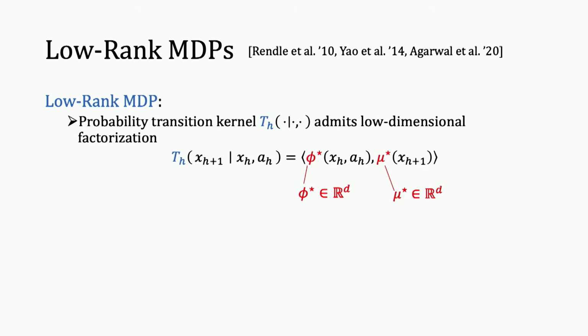So this is an inner product in d dimensions, and somehow we would like to leverage the fact that even though there is a continuum of actions and a continuum of states, everything is happening in d dimensions. Now, I mentioned before that Q star being linear is not enough to learn. There's an impossibility result. This is a stronger assumption.